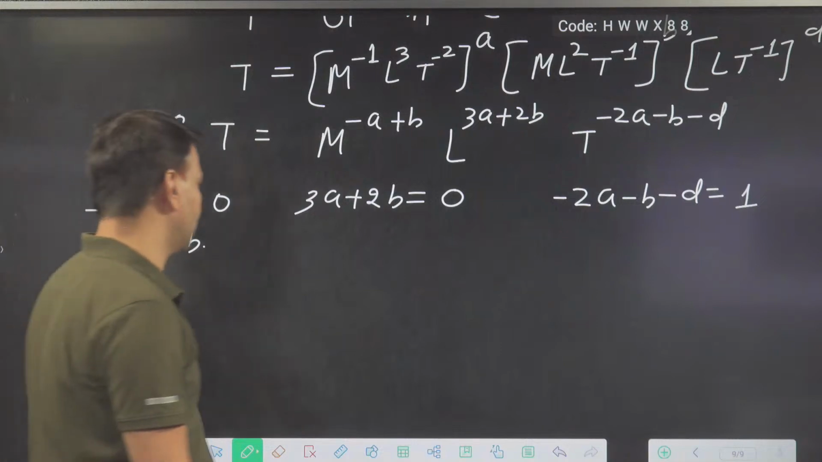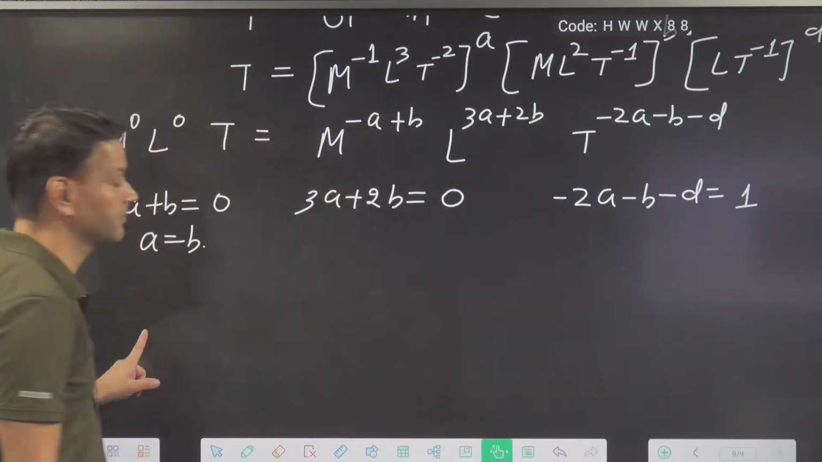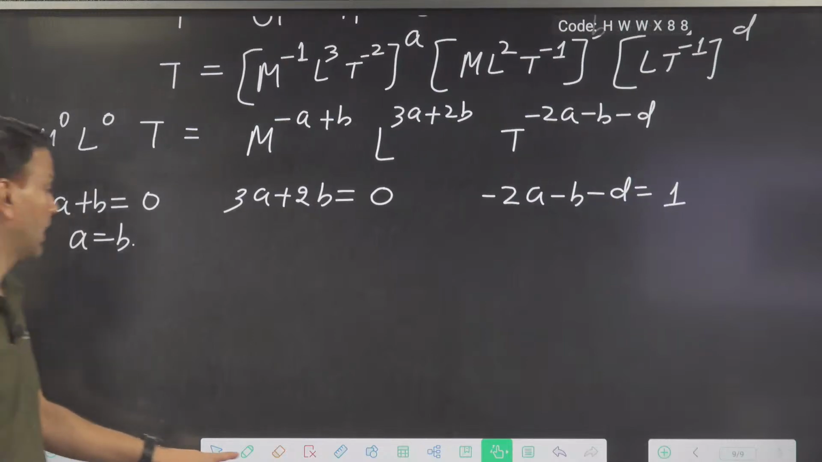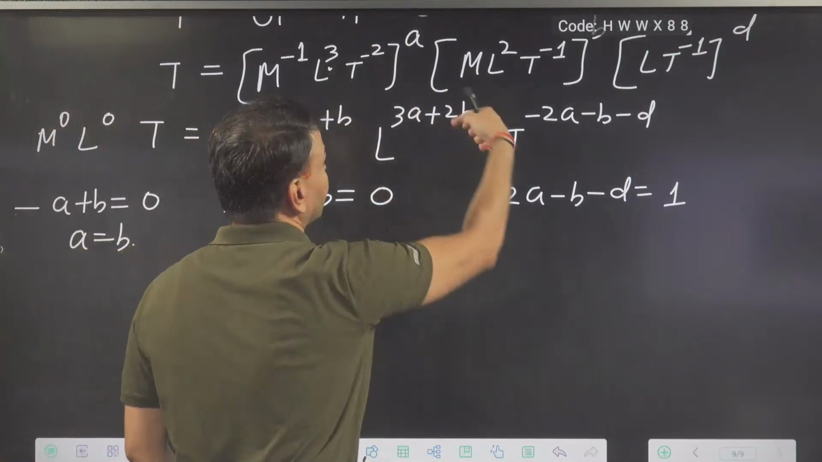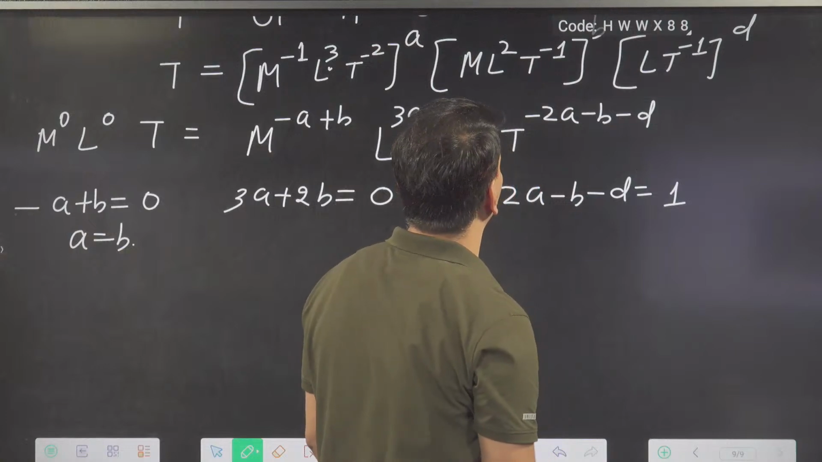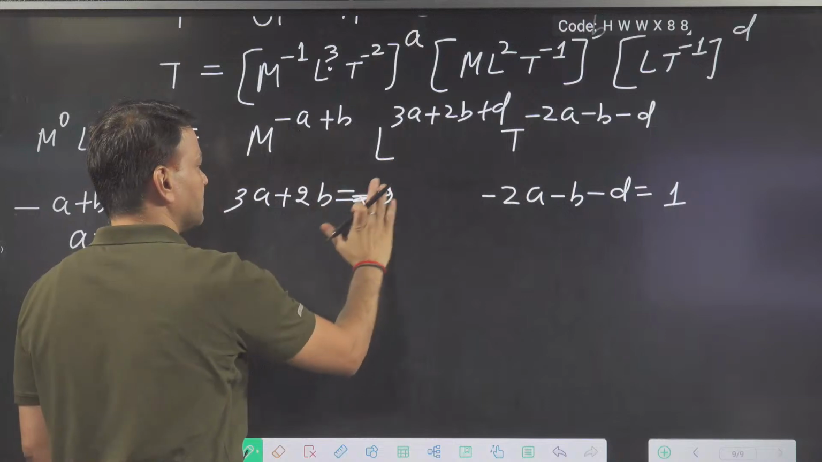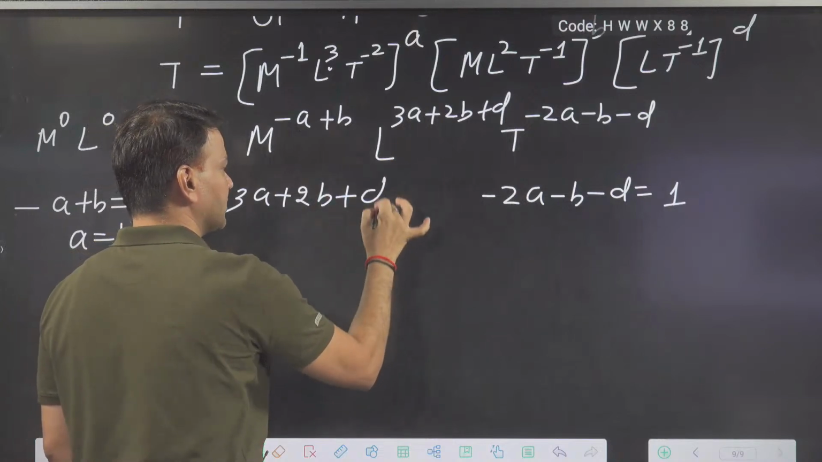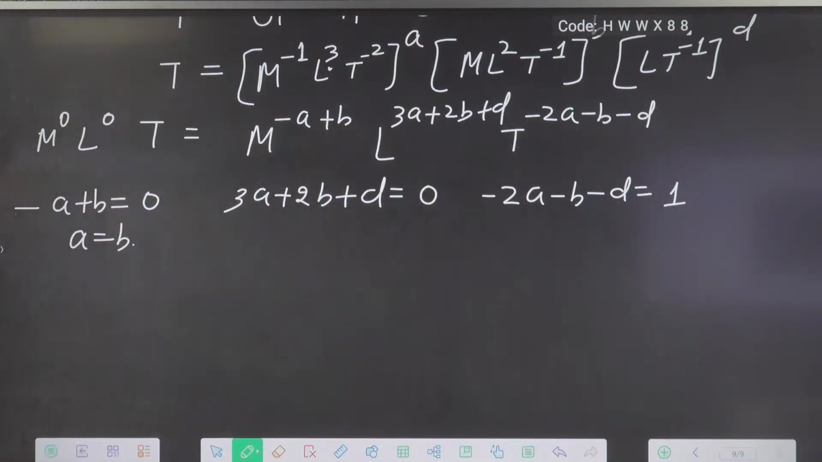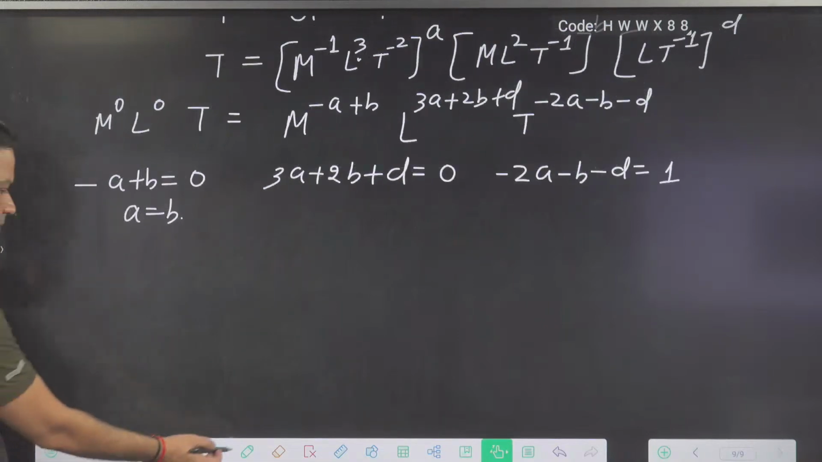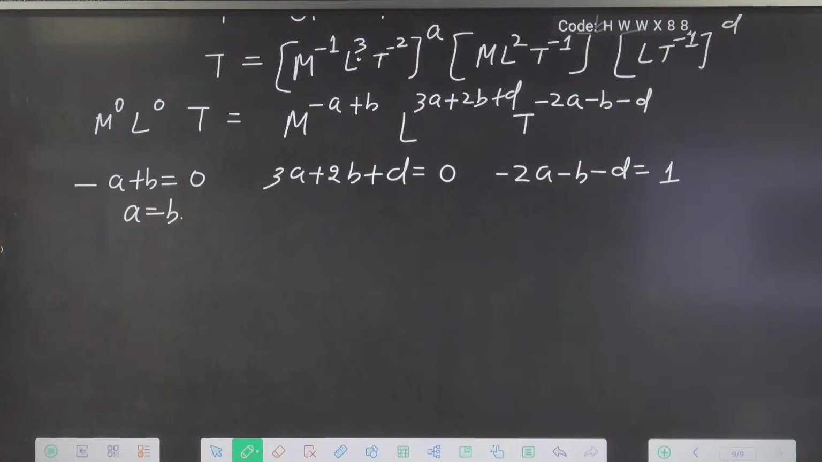For L, I'm missing something, right? Yes, D is also there. L has 3A and 2B, and plus D is there. Sorry, I was missing the D. So this I can say is plus D is equal to 0. So these three equations we got: A is equal to B, or minus A plus B is equal to 0; 3A plus 2B plus D is equal to 0; and the T dimension gives minus 2A minus B minus D is equal to 1. Up to this everybody got?